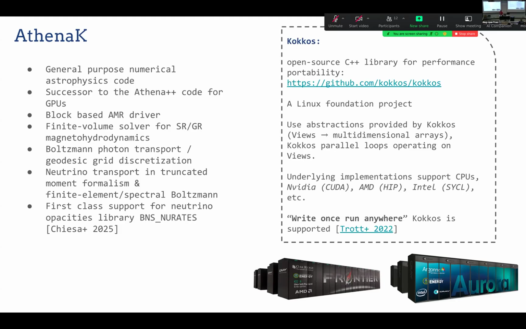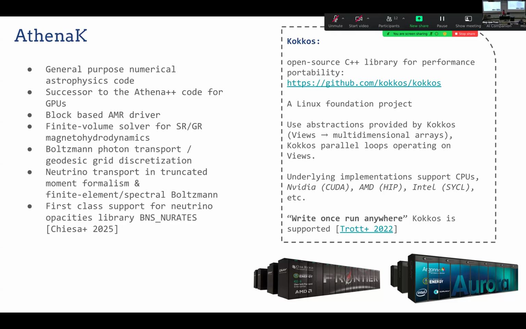So the difference between Athena++ and AthenaK is essentially the K, which stands for Kokkos. Kokkos is this open source C++ library for performance portability. Kokkos is a Linux Foundation project, and it's completely open source. The entire point of using something like Kokkos is we want to have code that works across various types of hardware. And the way Kokkos achieves this is instead of using standard C++ constructs, you use abstractions which are provided by the Kokkos library themselves.